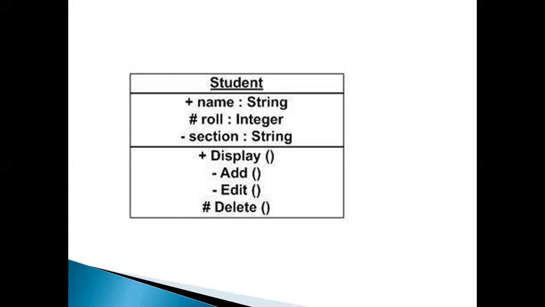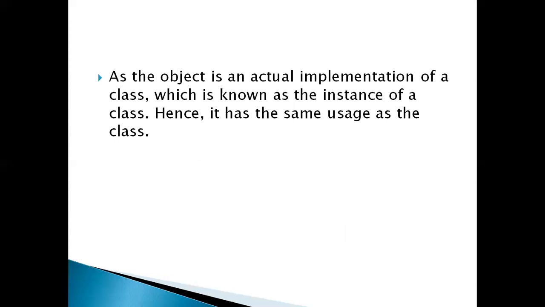Object name is underlined. An object is the actual implementation of the class, which is also known as an instance of a class. Hence, it has the same usage as a class.